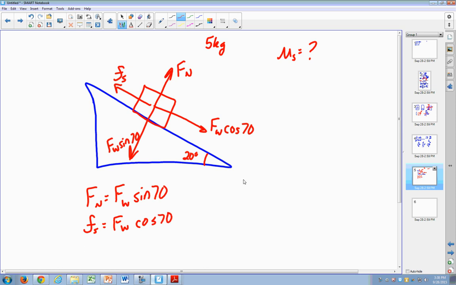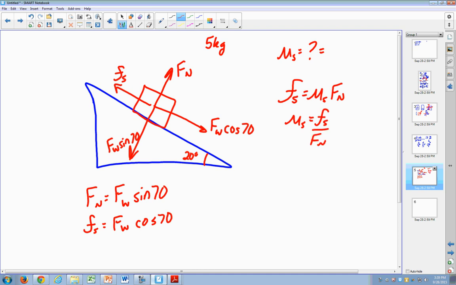Notice that I skipped over all that sum of the forces business. I just skipped right ahead to this because this is a pretty simple problem. It's static. I know that these add up to 0. These add up to 0. That means they're going to have to be equal in magnitude and opposite in direction. So these things are true. And then if I want to know mu s, I know that Fs is equal to mu s times the normal force. So mu s is equal to Fs over the normal force.